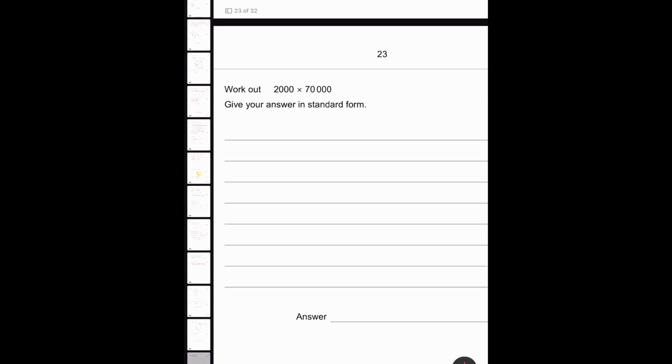Question 27 is all to do with standard form. We need to work out 2,000 times 70,000. It would be easier to convert everything to standard form first. 2,000 becomes 2 times 10 to the power of 3. 70,000 becomes 7 times 10 to the power of 4.